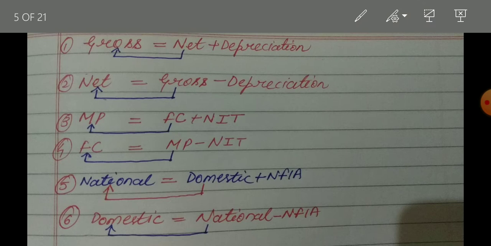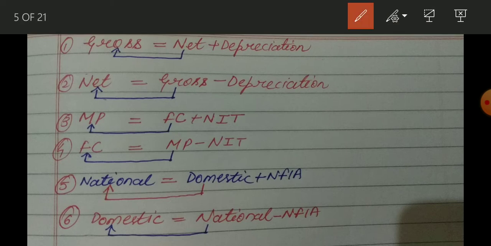Whenever net is given and you are told to find gross, you have to add depreciation. If gross is given and you are told to find net, then you have to subtract depreciation. When FC is given and you have to find MP, in this case you have to add NIT, net indirect tax. Suppose MP is given and you have to find FC, in this case you have to subtract NIT. When you are moving from the domestic to the national concept, you have to add NFIA.